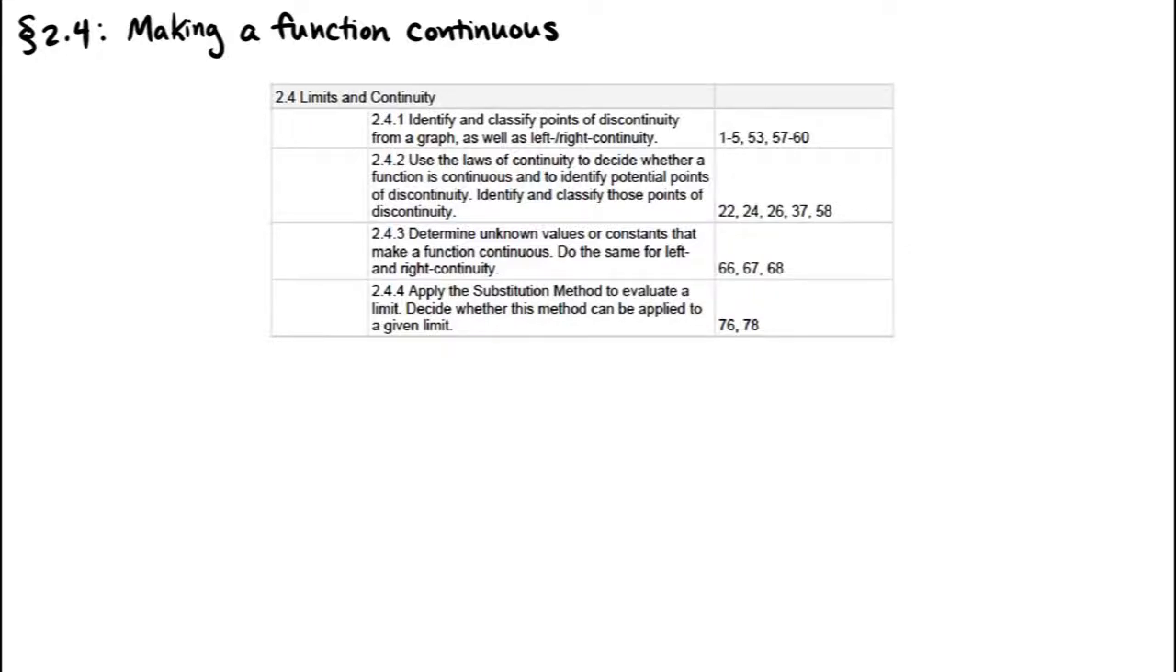Here are the learning goals from section 2.4, along with some recommended textbook problems. We've already talked about classifying points of discontinuity, about the laws of continuity, which are those theorems from the previous video, and about the substitution method. What remains is this learning goal about making a function continuous by choosing certain constants.